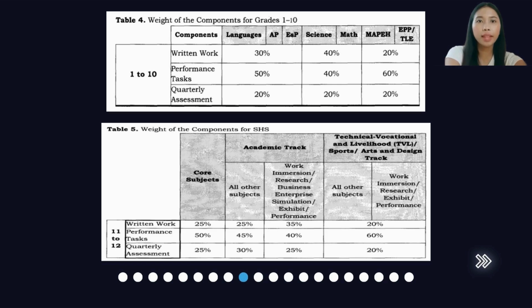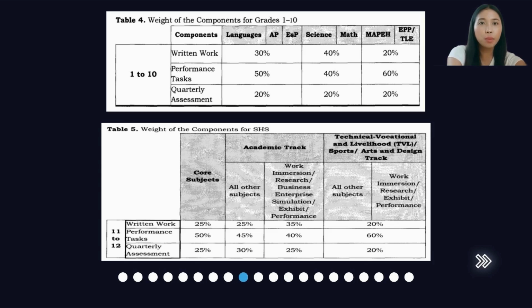Third is the grading scale. The grading scale consists of numerical values and corresponding descriptors that indicate the level of achievement. This scale ranges from 60 to 100, with 60 as the minimum passing grade. It ensures transparency and fairness in evaluating student performance across different subjects and grade levels.